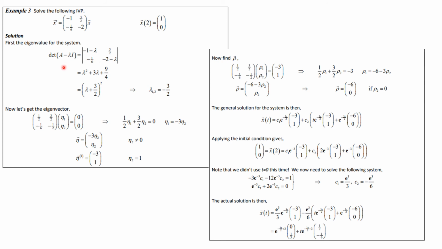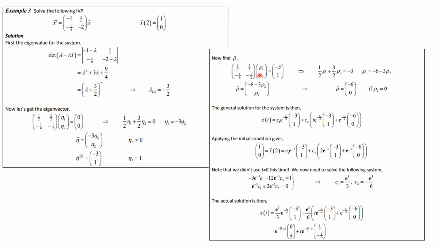Okay, again, it's old hat. We're going to set up the determinant of A minus lambda I, and we will get that the root of multiplicity 2, the eigenvalue, is negative 3 over 2. And that means we can substitute negative 3 over 2 into here and do the calculation to find the eigenvector. We'll find that the eigenvector is minus 3, 1. Again, you should verify that you're doing all of these calculations.